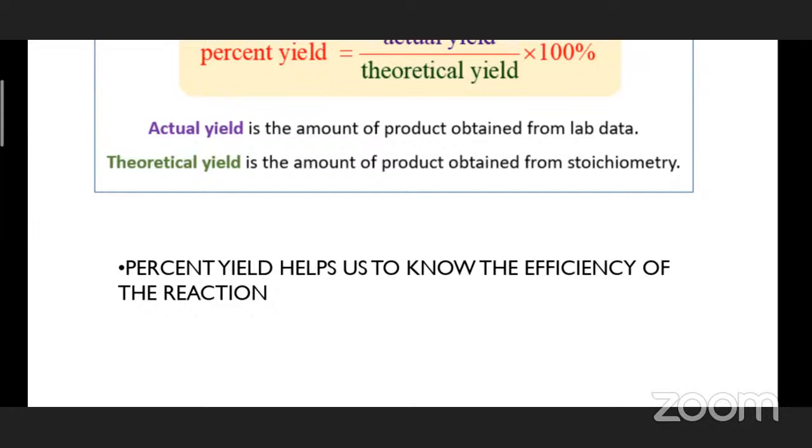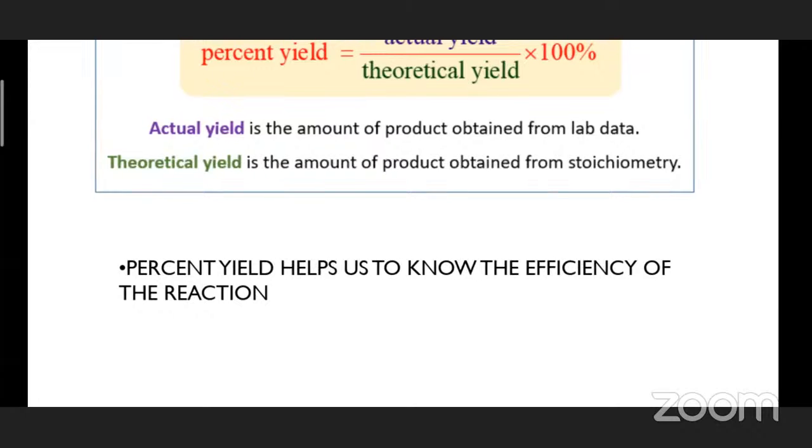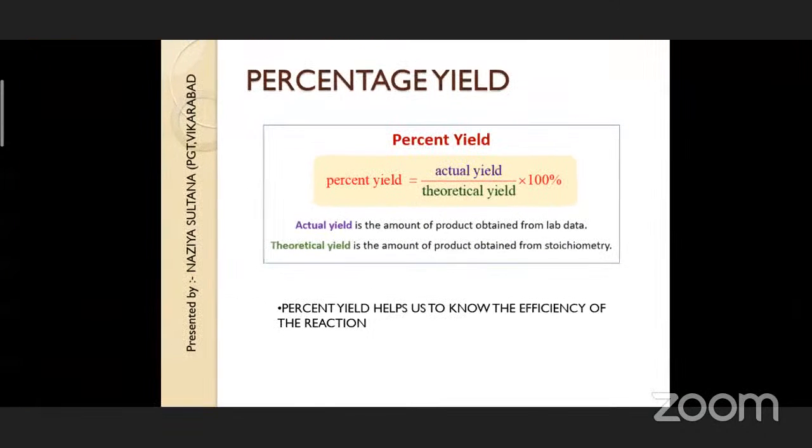So suppose actually we have to get 60 grams of the product depending upon stoichiometry, but in reality how much are we getting? 50 grams only. So what is the percent yield here? 50 divided by 60 into 100. That gives us the percentage yield or percent yield. Percent yield helps us to know the efficiency of the reaction.